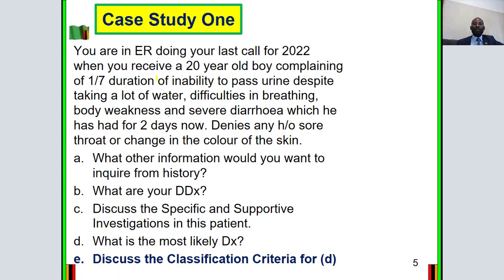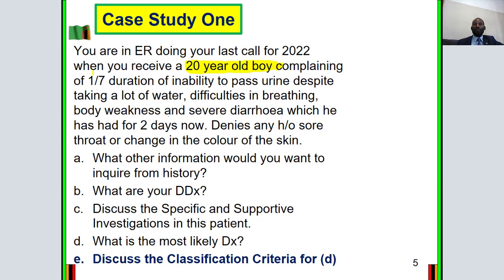So we begin. What's the problem first and foremost? This is actually a boy. How old is the boy? He is a 20-year-old boy. So first we have identified the patient that we're dealing with, a boy who is male and 20 years old.